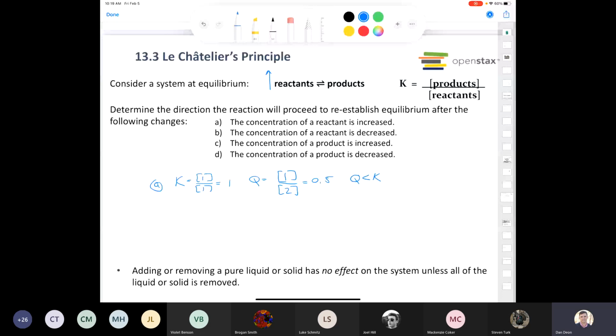And then the equilibrium is going to have to shift towards the right in order to reestablish equilibrium. So shift to here. We'll put shifts to right, like that.